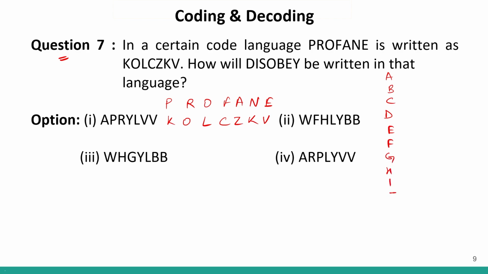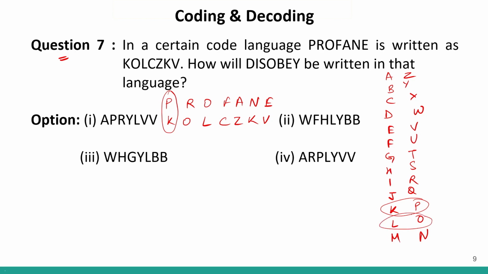Just by looking at this, if you remember the opposite letters: A, B, C, D, E, F, G, H, I, J, K, L, M, and N, O, P, Q, R, S, T, U, V, W, X, Y, and Z. These are your opposite letters. A is opposite to Z, E is opposite to V, and so on. So just by looking at it, can we find certain combinations of opposite letters? P and K are opposite letters. Correct? Similarly, I can see OL. These are your opposite letters. AZ are your opposite letters. And EV are also your opposite letters. Correct?